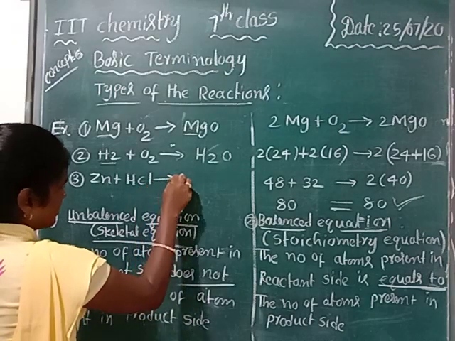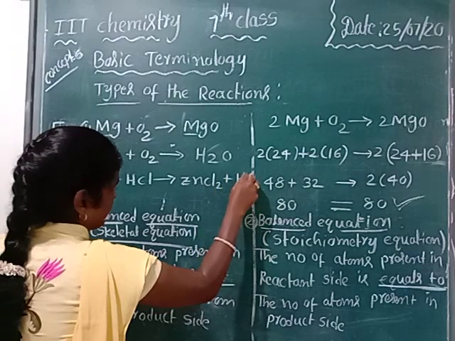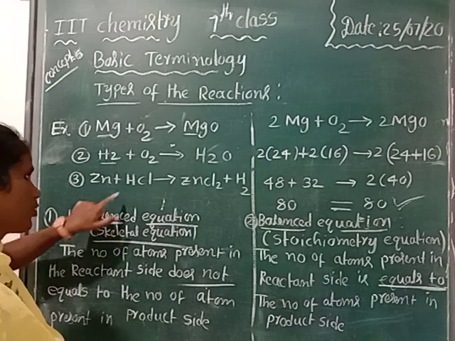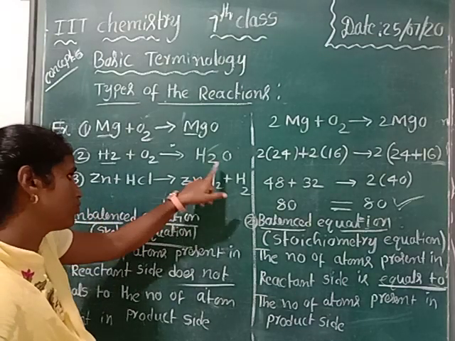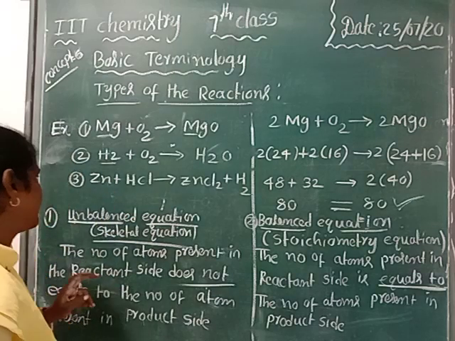Zn plus HCl gives ZnCl2 plus H2. Is this equation balanced or not? See, given the atoms, here Zn is balanced, no problem. Here chlorine, 1 chlorine, here 2 chlorines. So this is also an unbalanced equation.